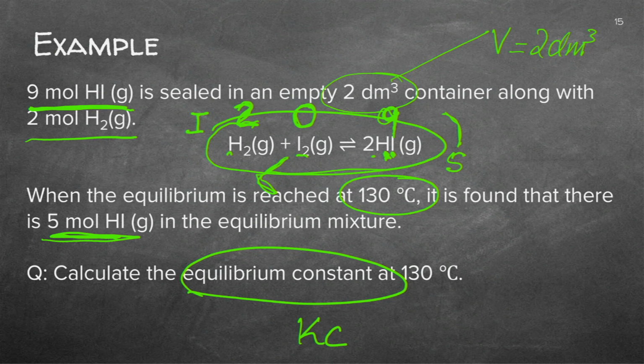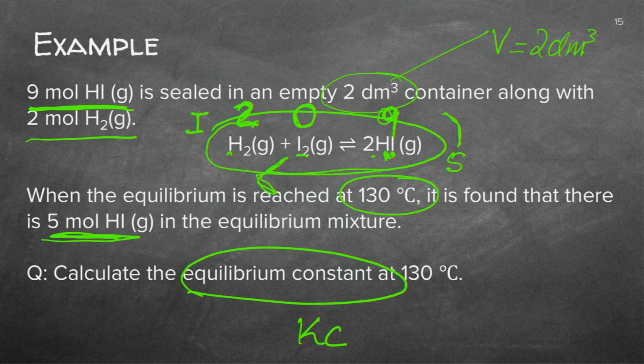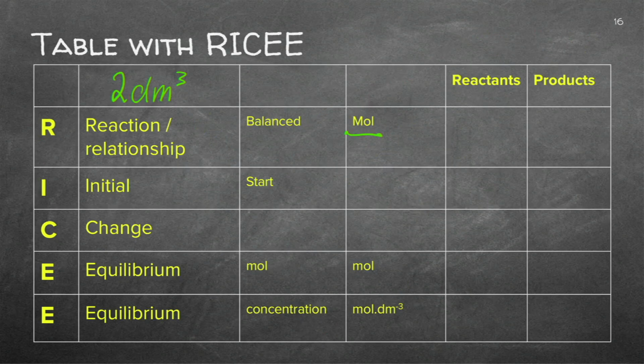Right, let's go and put this all in our table. Firstly, I write down RICE. I know it's a 2 cubic decimeter container. What do we have? We've got concentrations, I think. Let's just go back and see. Now I've got mole, so I know I'm working in mole, and I know here I've got to divide with 2 cubic decimeters. So you draw your table and you start writing what you have.